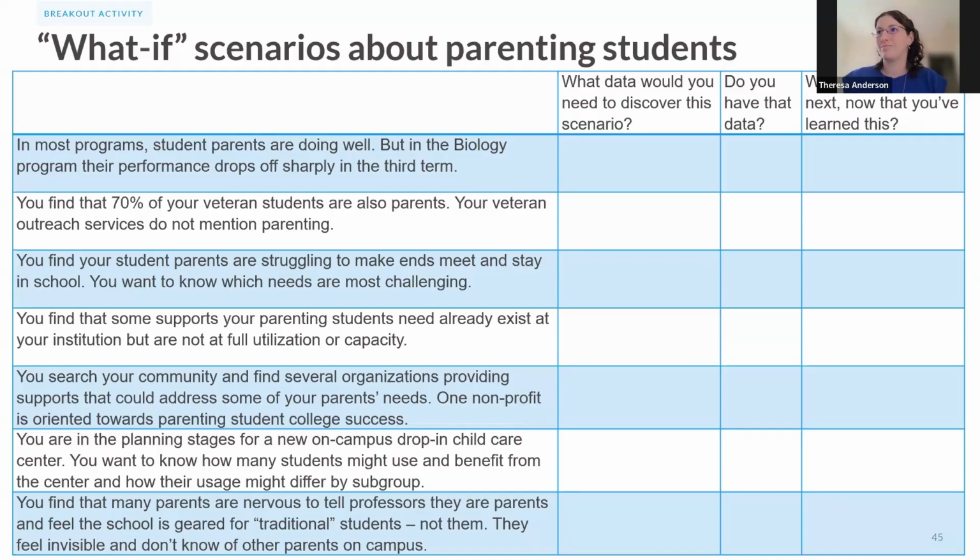All of these are based on some real world scenario that we've heard from colleges. They're anonymized and generalized, but these are all real things that colleges have experienced. And the first column is, what data would you need to discover this scenario? So think about that. Harken back to the data that we showed. What data would you need to even know this in the first place? Could you even find this? Could you even know this scenario?